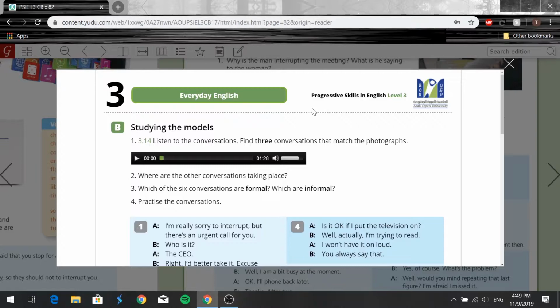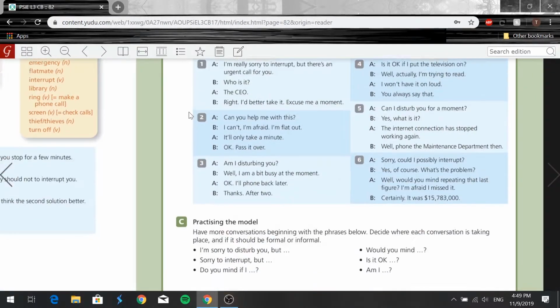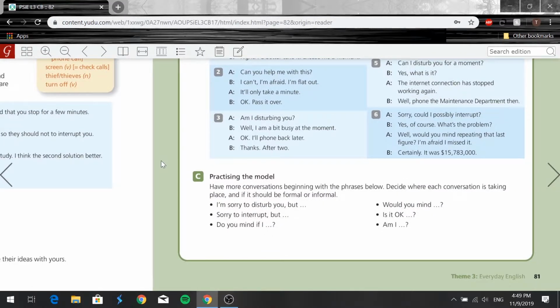Okay? So that was exercise B, studying the models. What do we have? Here we have exercise C, practicing the model. Have more conversations beginning with the phrases below and decide where each conversation is taking place and if it should be formal or informal. By the way, deciding where each conversation is going to take place is largely going to dictate if your conversation should be formal or informal.